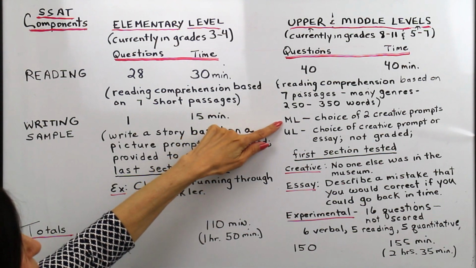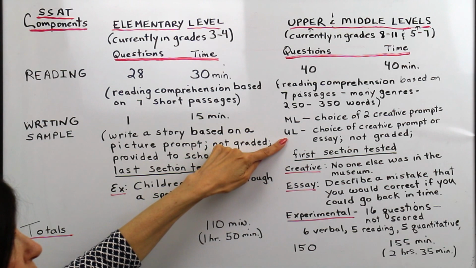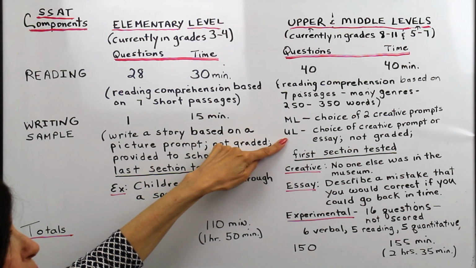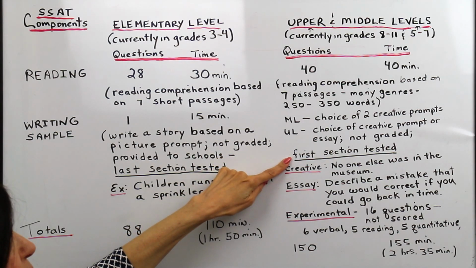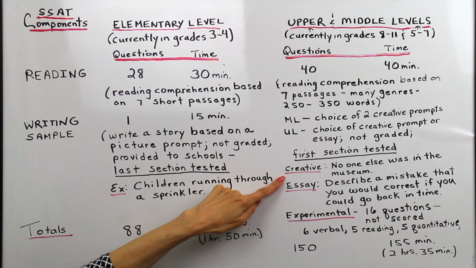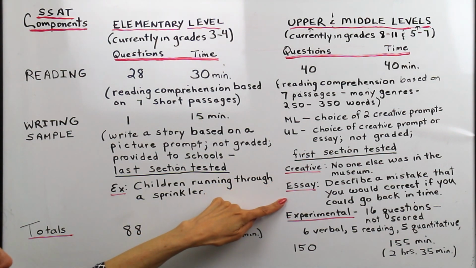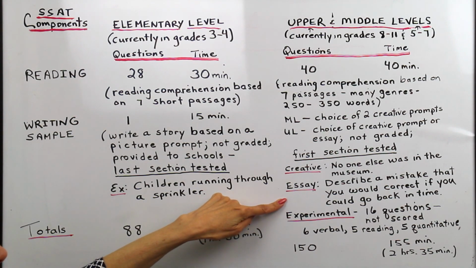The middle level has a choice of 2 creative prompts, and the upper level has a choice of a creative prompt or an essay, again not graded, and it's the first section tested. An example of a creative prompt might be, no one else was in the museum. And an essay prompt might be, describe a mistake that you would correct if you could go back in time.